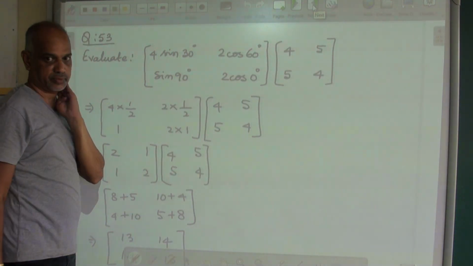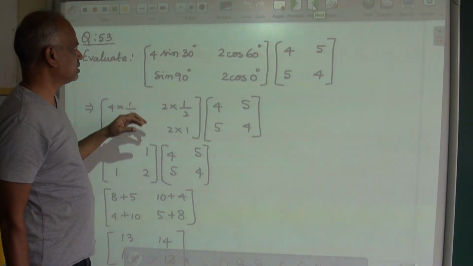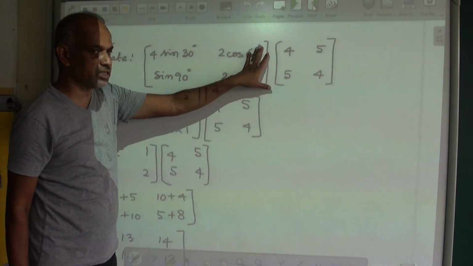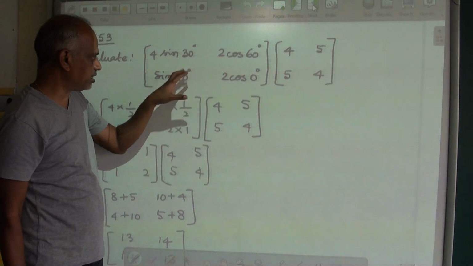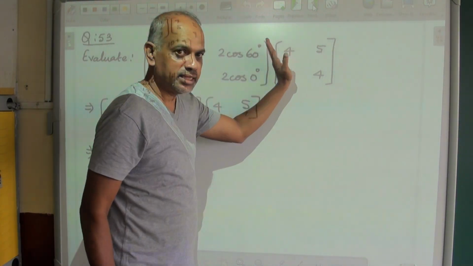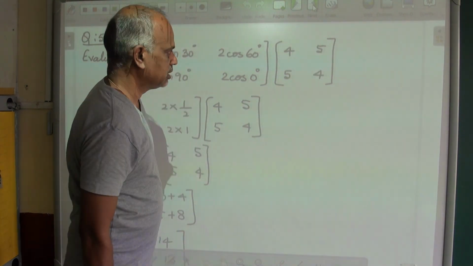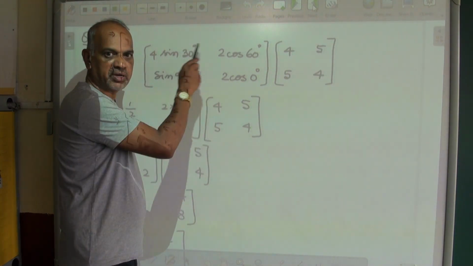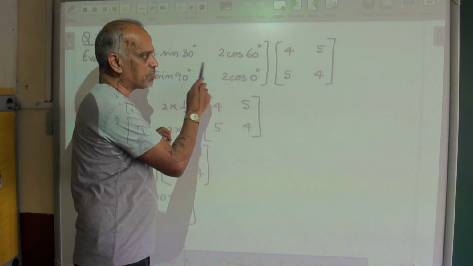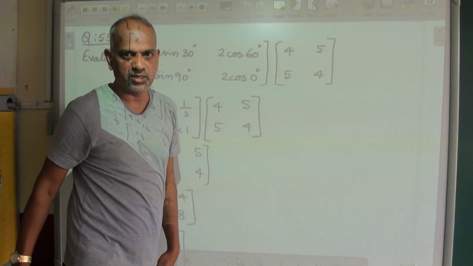Next question. Question number 53. Evaluate the matrix with entries 4 sine 30 degrees, 2 cos 60 degrees, sine 90 degrees, 2 cos 0 degrees, multiplied with a second matrix which is 4, 5, 5, 4. These have trigonometric ratios. And do not multiply this with this directly. You will get too many trigonometric ratios.